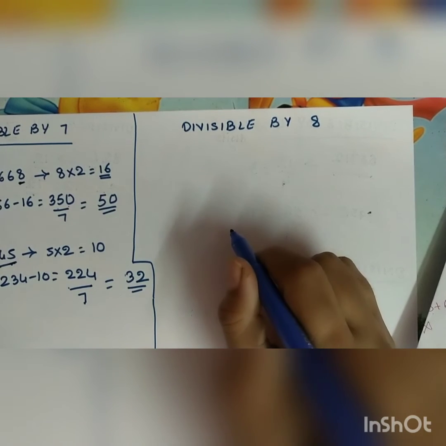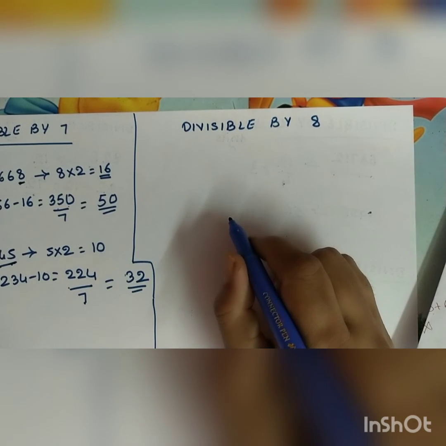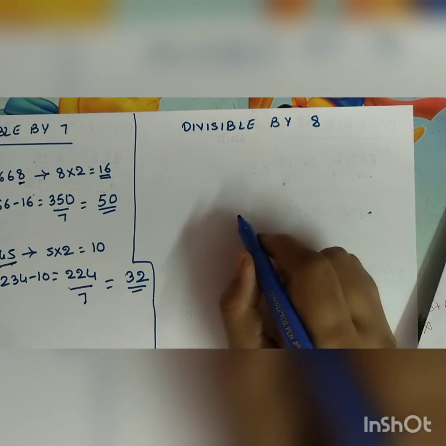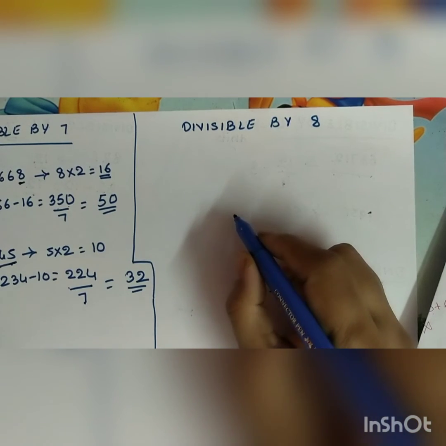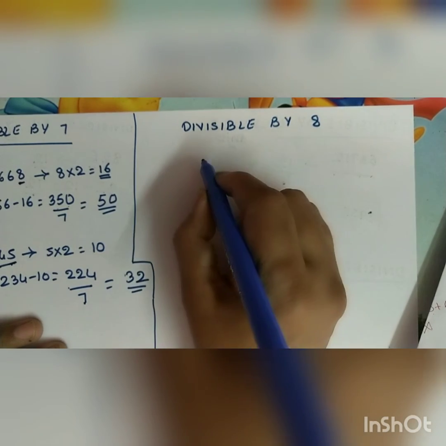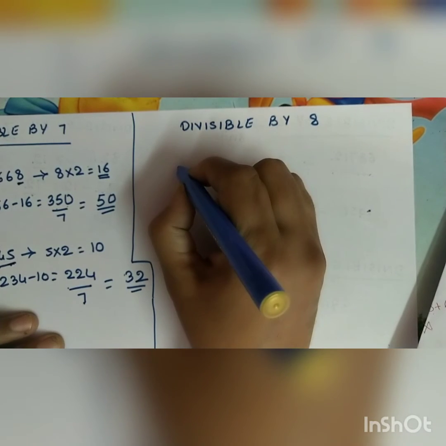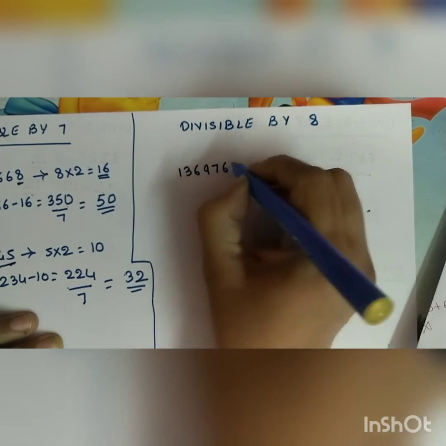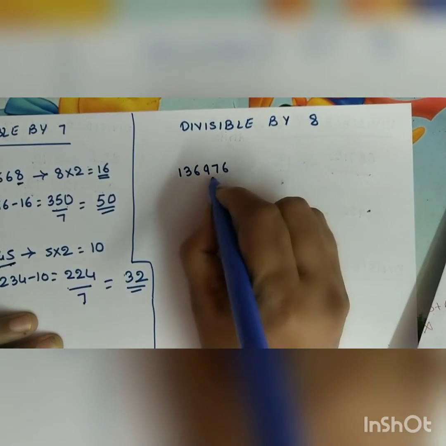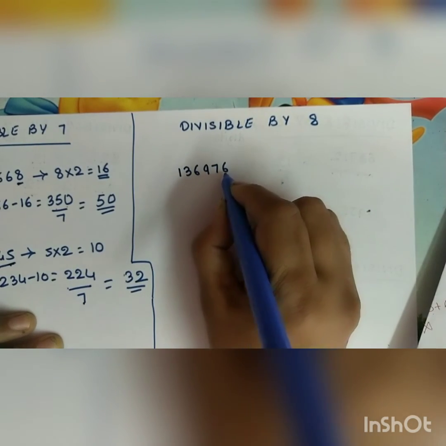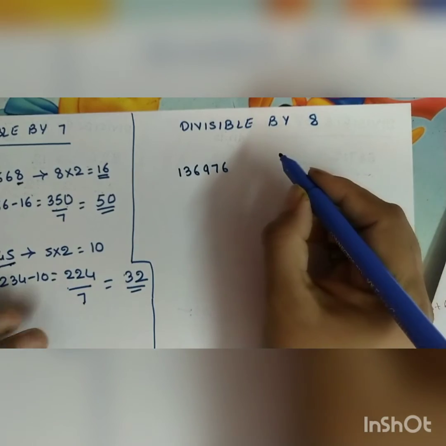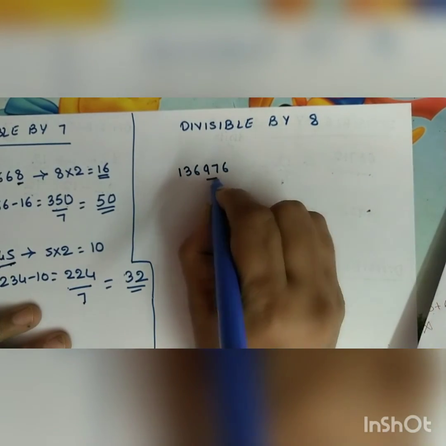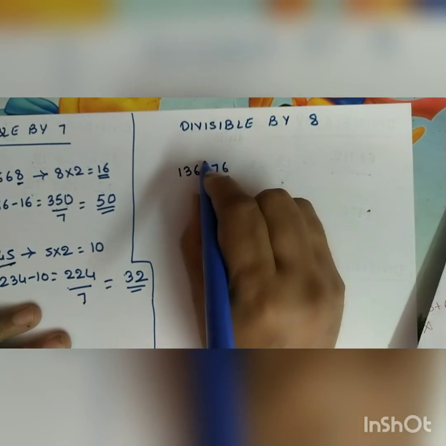Understand how to do the divisibility test with the divisor 8. This is similar to the divisibility test of 4, but here the only thing is we have to consider the last 3 digits. So let's consider 136976. In divisibility by 4, we used to consider the last 2 digits. Here we have to consider the last 3 digits, that is the ones, tens and hundreds place.